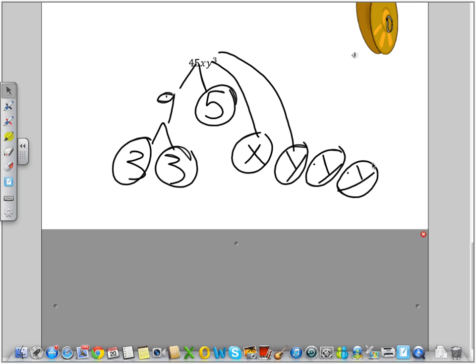So the way I would do the prime factorization of 45xy to the third would be 3 squared times 5 times x times y to the third. So the variables really don't present too much of a problem right now. That would be the prime factorization for that.